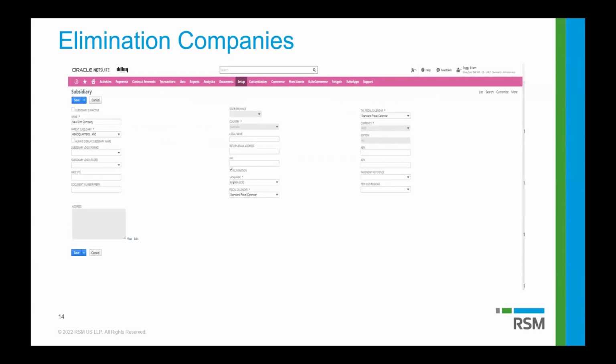I do want to point out that the elimination entity will default the currency to the currency of the parent that it is rolling up to. So in this case, I have it rolling up to an Australian entity. So the currency for elimination is the Australian dollar, because the assumption is it is rolling up from Australian entities underneath it.